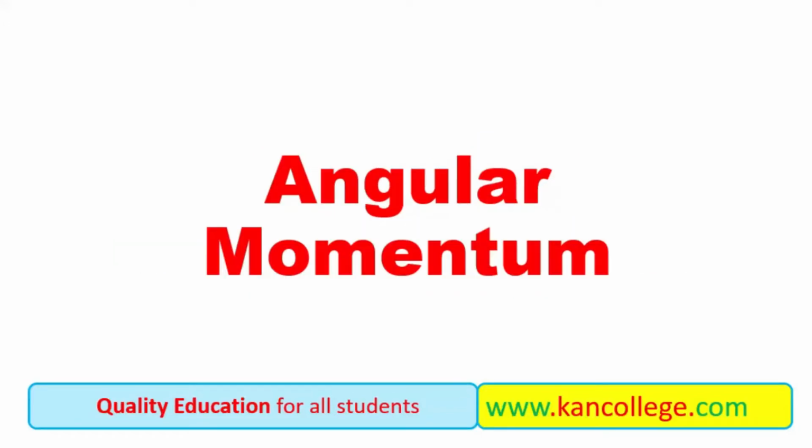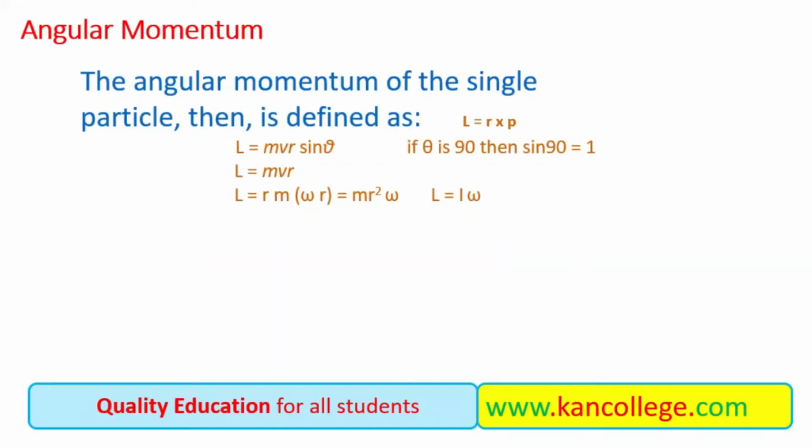Bismillahir Rahmanir Rahim. Angular momentum. The angular momentum of a single particle is defined as the cross product of radius and the linear momentum.